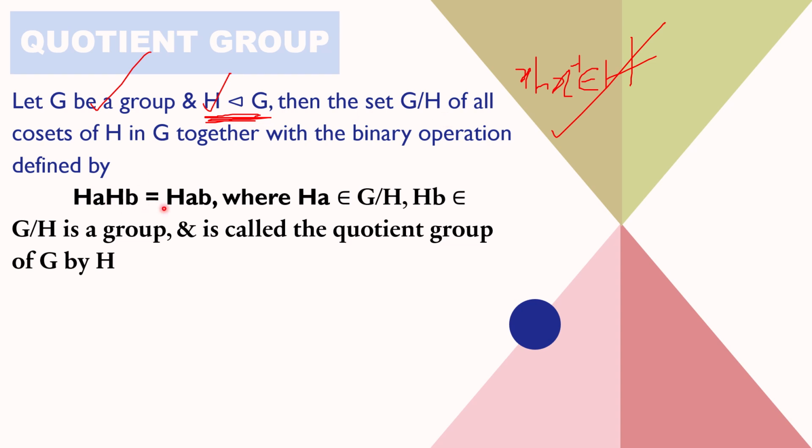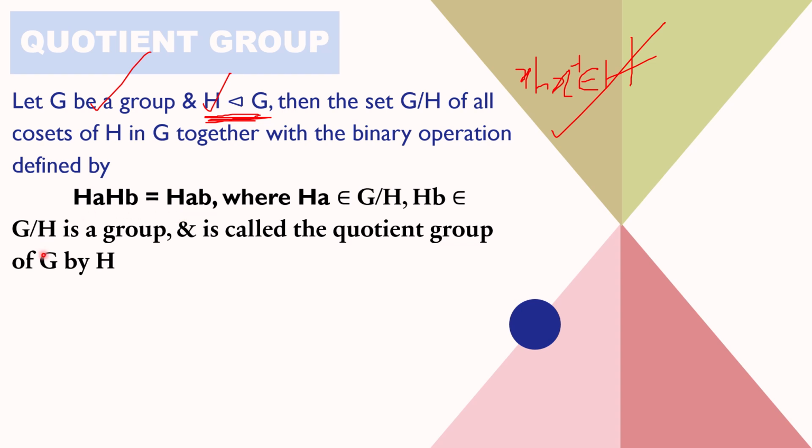Now this is a theorem that we did in the previous video, that HA times HB is equal to HAB, where HA is one right coset, HB is another right coset, and the product of two right cosets is again another right coset, which is HAB. So this is the product of HA and HB. Here HA is an element of G by H, HB is an element of G by H, and HAB is also an element of G by H.